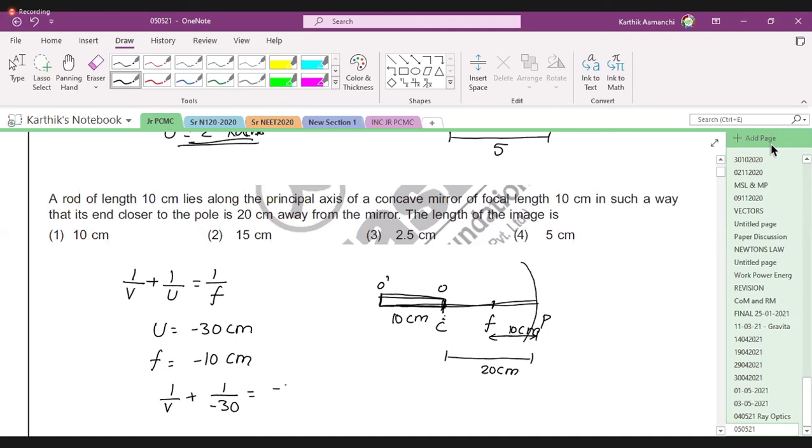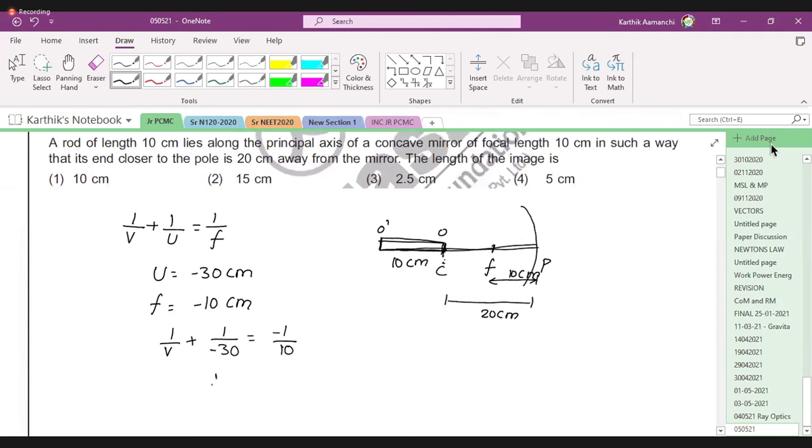Is equal to minus 1 by 10. So from this, 1 by V is equal to 1 by 30 minus 1 by 10, which is minus 1 by 15. From this, V equals minus 15 centimeters. So this point, O dash, is at minus 15 centimeters from the pole. So from here it is at 15 centimeters this side, left hand side.